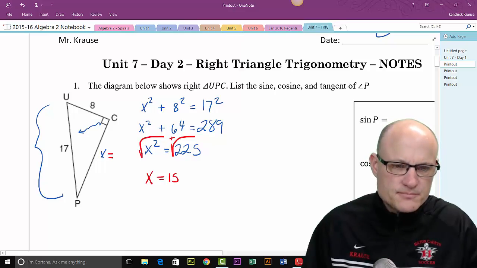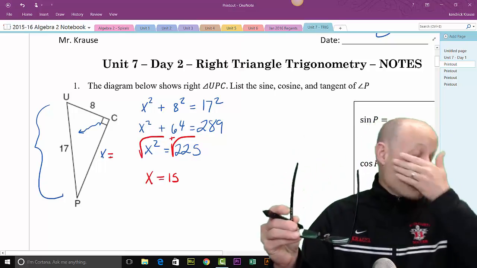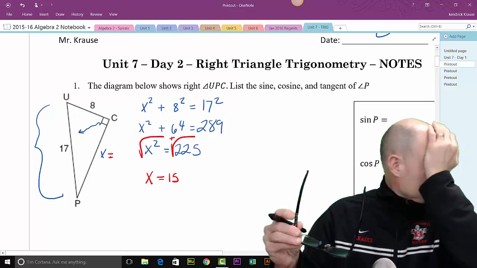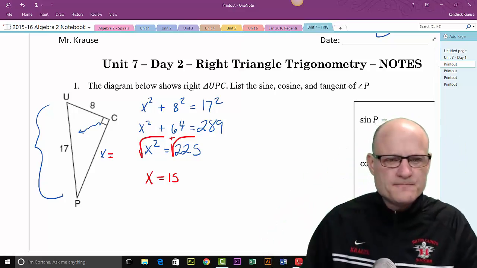For some reason, there's something in my eye. Yes, I know. It's a pupil and an iris.